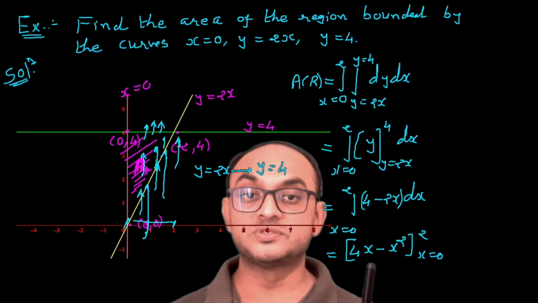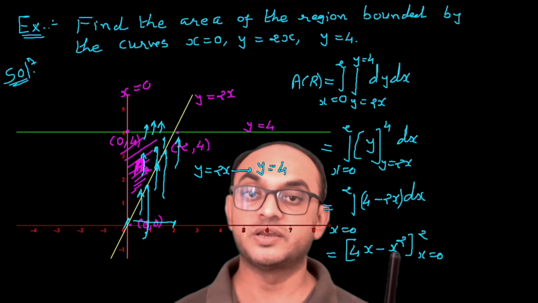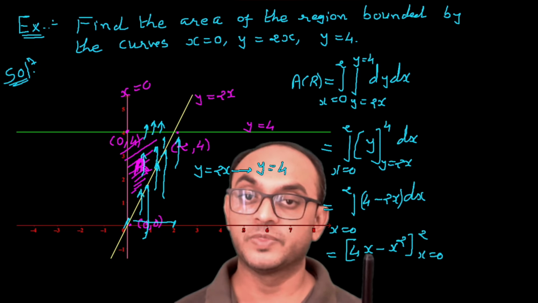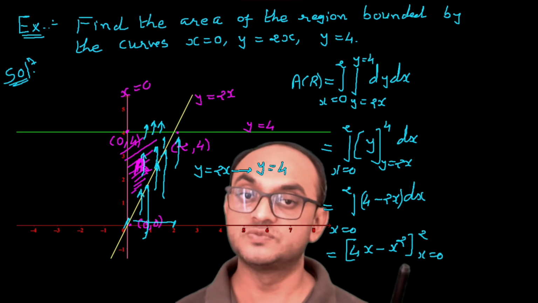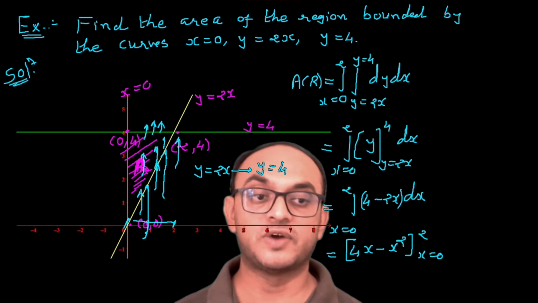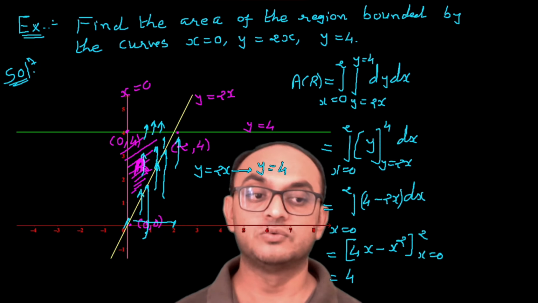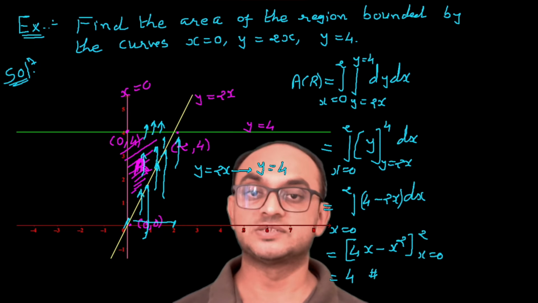Now see, when we substitute x equal to 2, what happens? This is 4 into 2 is 8 minus 2 square is 4. So 8 minus 4 is 4. And therefore the final answer is equal to 4. The end of exercise.